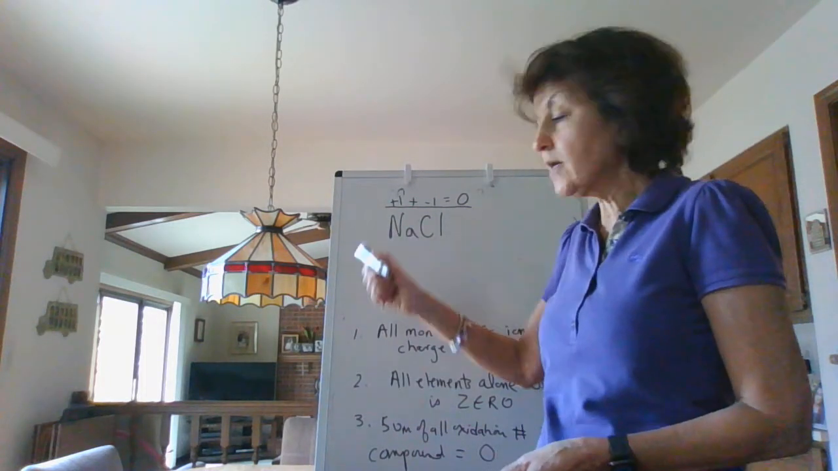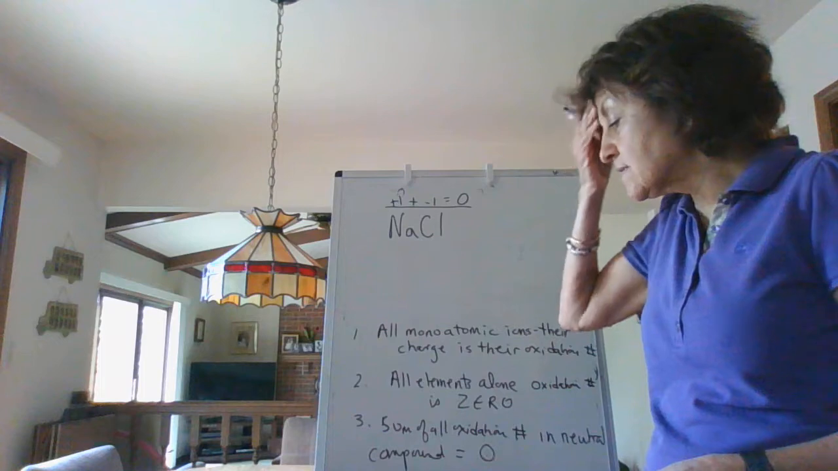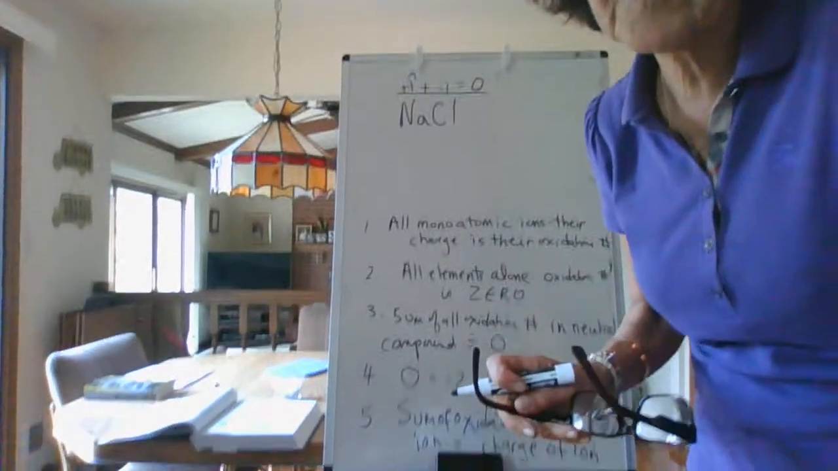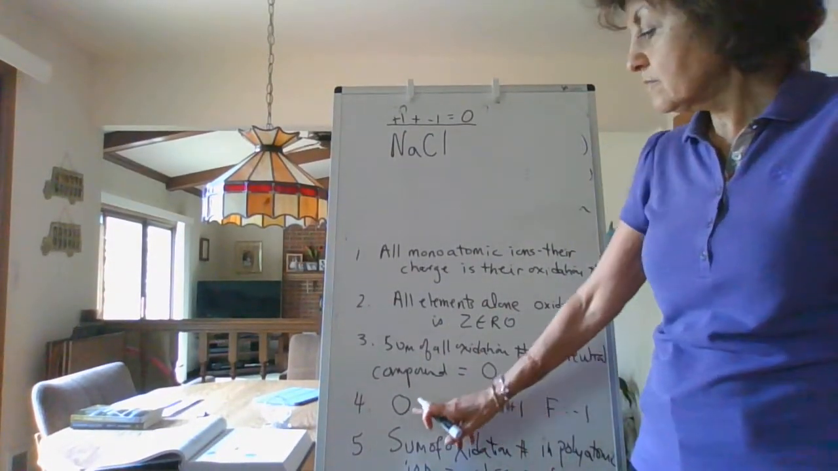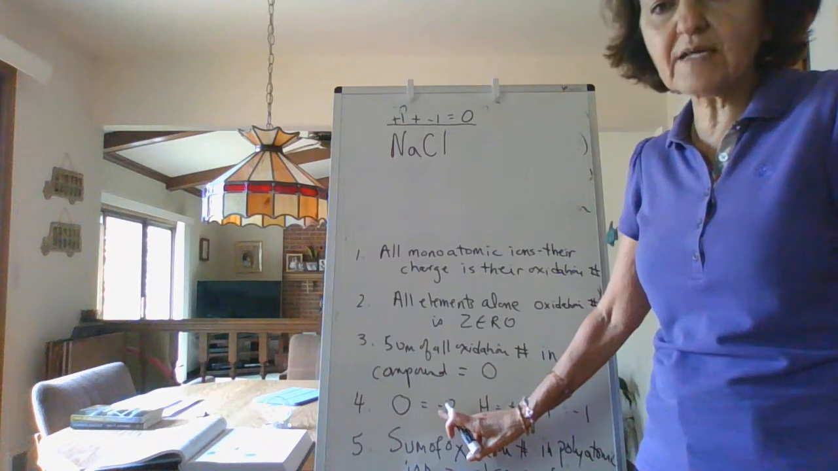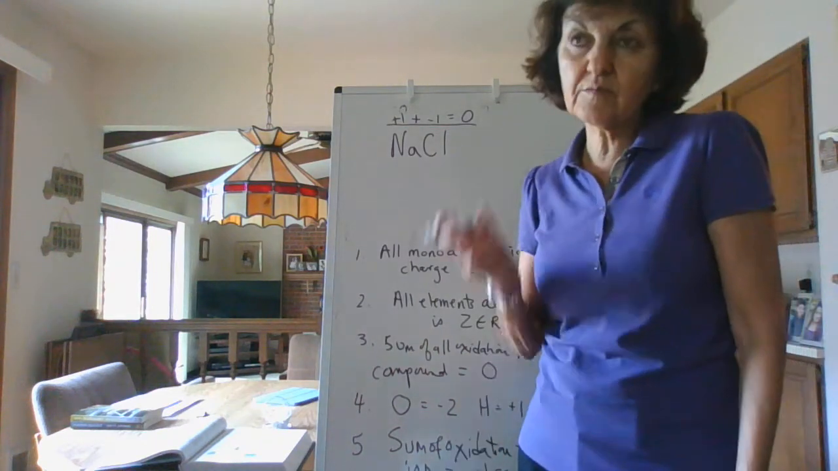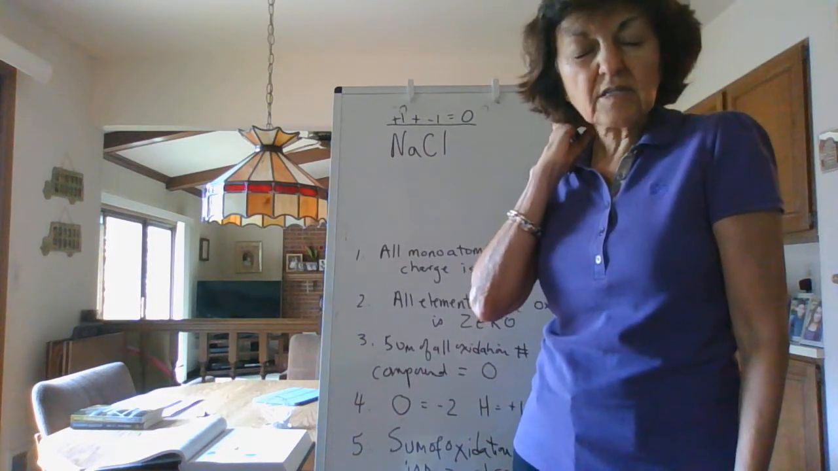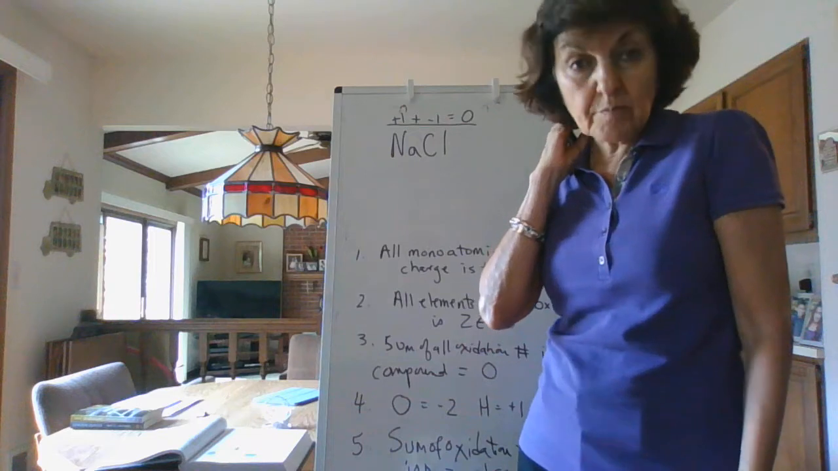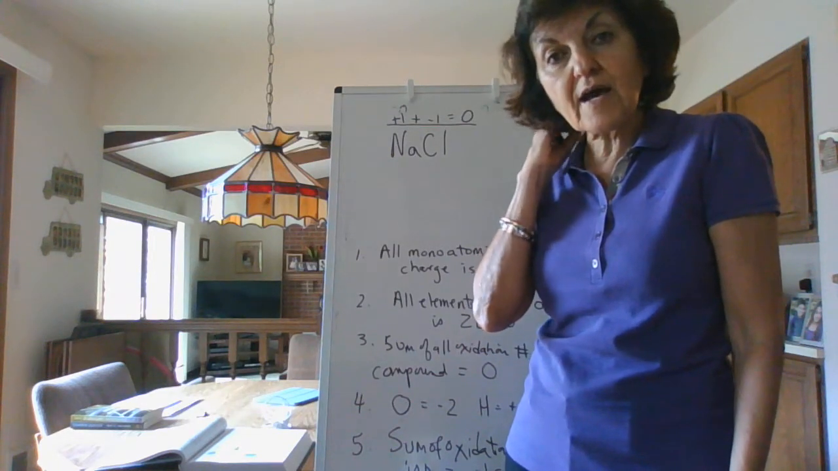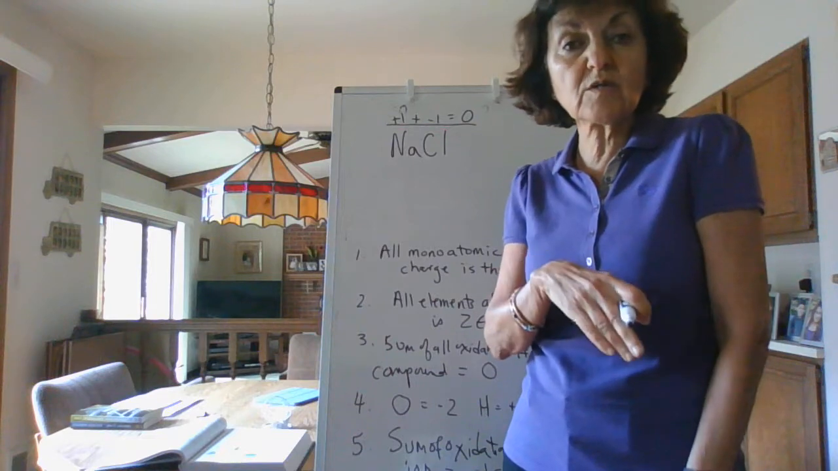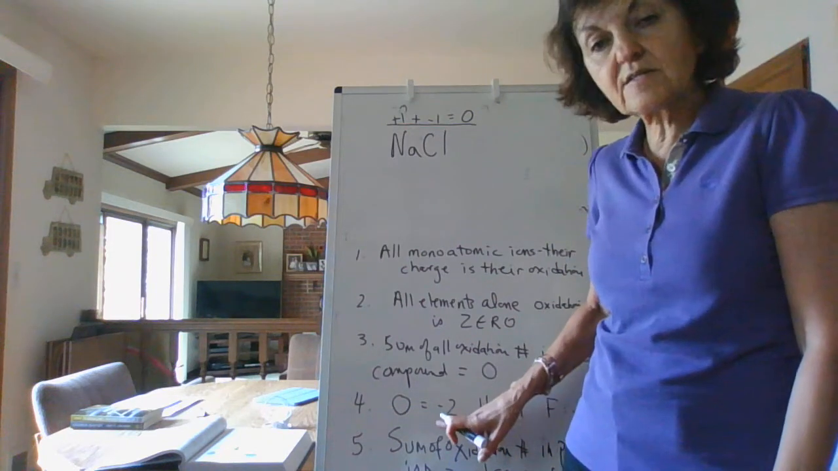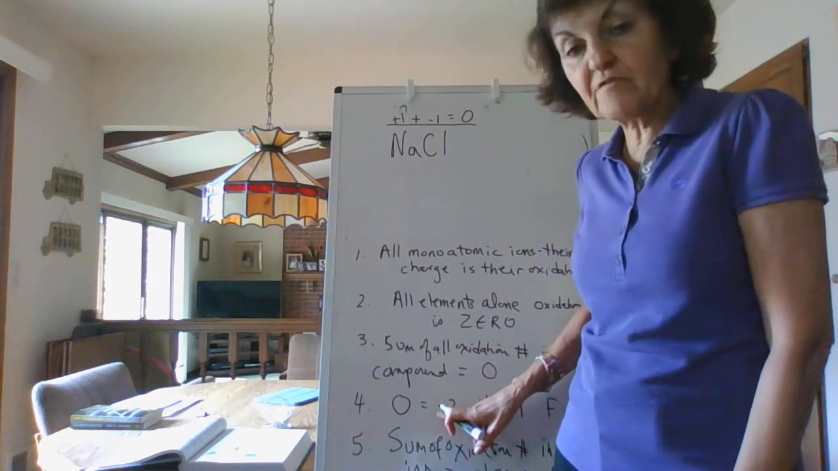Rule number 4 goes hand in hand with rule number 3. Can you guys see this? Hopefully you can. Oxygen usually has an oxidation number of -2. Sometimes it has an oxidation number of -1 or -1/2, depending on whether it's an oxide, a superoxide or a peroxide. A superoxide is -1/2 and a peroxide is -1. But most of the ones you're going to be seeing are just plain old oxides. Oxygen usually has an oxidation number of -2.